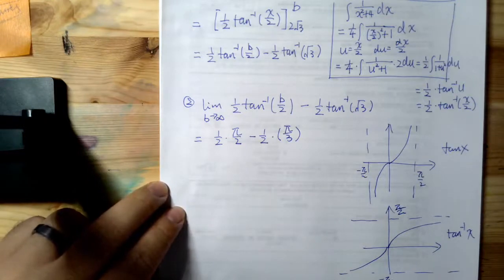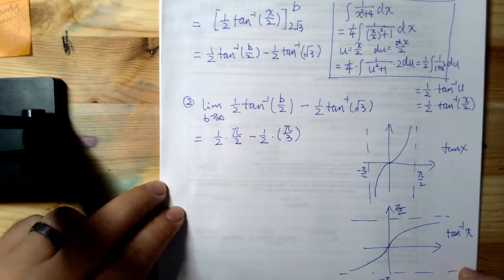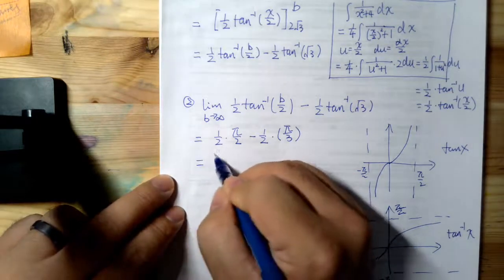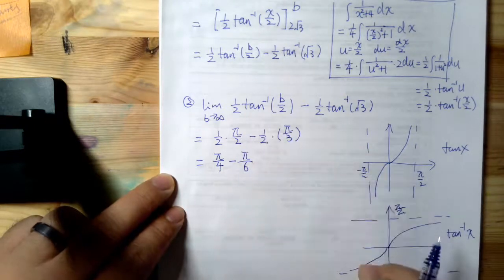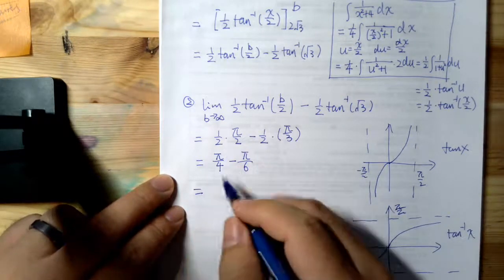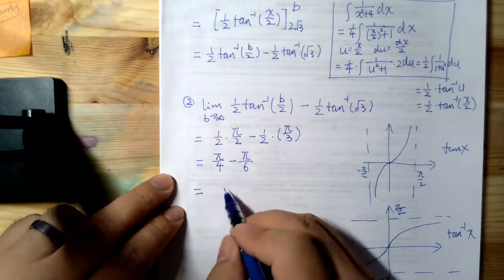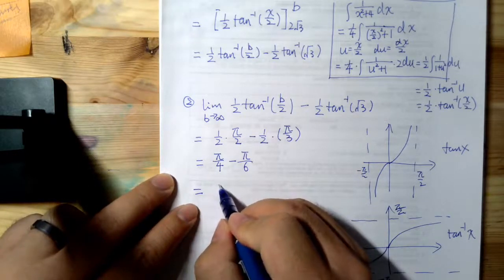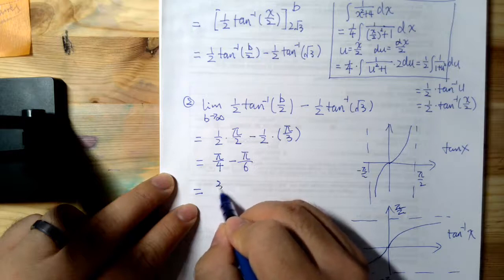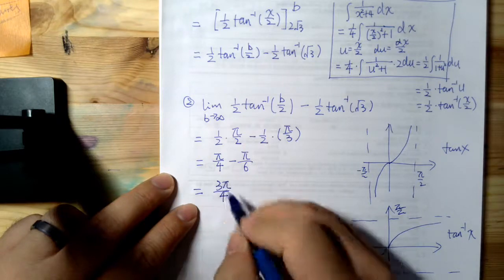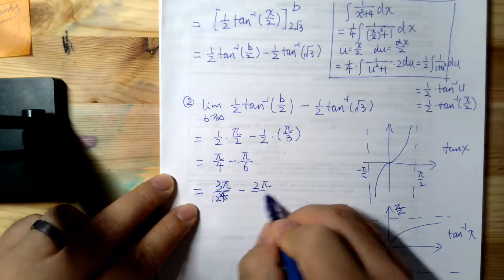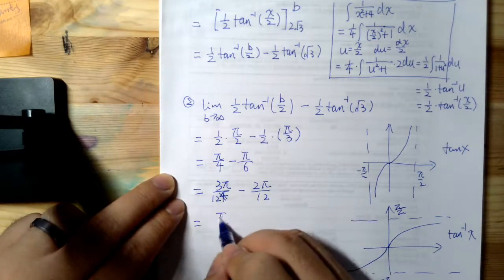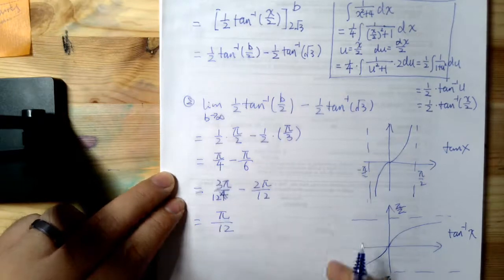So what are we going to have? It's pi over 4 minus pi over 6, and then you do some simplification. This becomes 3 pi over 12 minus 2 pi over 12. Turns out the final result is pi over 12.